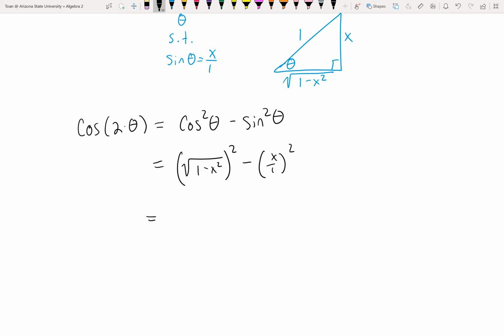So just simplify it. The square of a square root, they cancel, so that's 1 minus x squared, minus x over 1, which is just x squared, and then you can combine those to get 1 minus 2x squared. So that's it. That's what cosine of 2 times sine inverse of x equals.